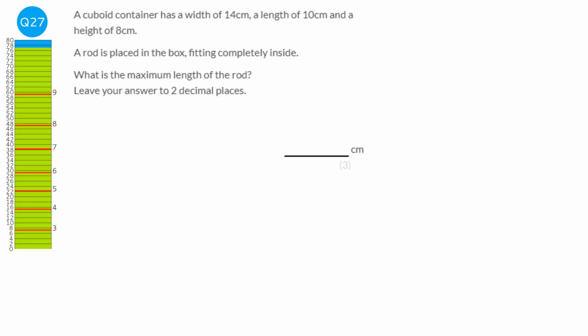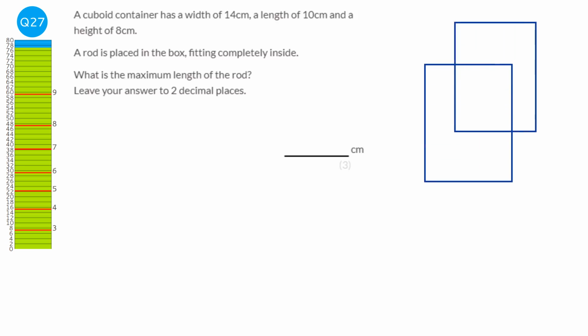Okay, so we're going to start by creating a cuboid, just so we can visualize what's going on a little bit easier.